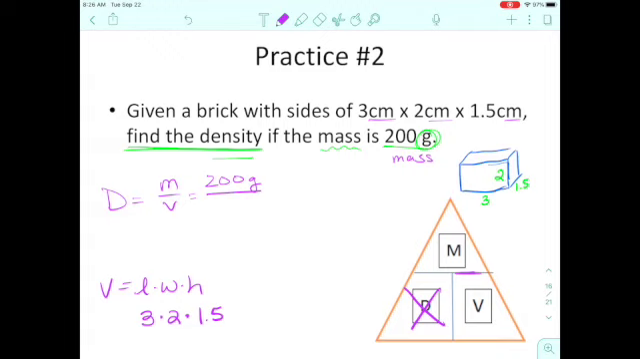But because you're multiplying them all together, it does not matter the order that they go in. So 3 times 2 times 1.5, if you plug that in, that will give you 9. And it's going to be centimeters cubed because you're doing centimeters times centimeters times centimeters. All right, so V is 9. So when I use my equation for density, I'm going to put 9 on the bottom because V is 9. I just calculated that, so that number goes in the bottom.